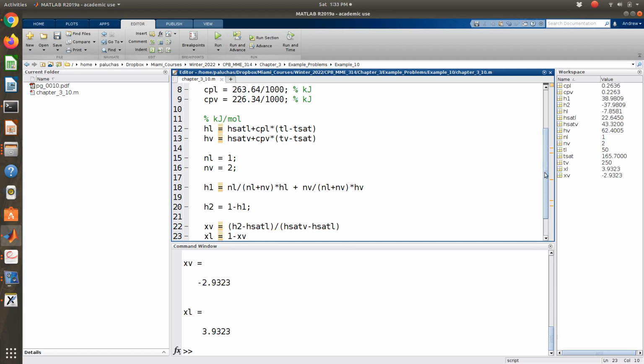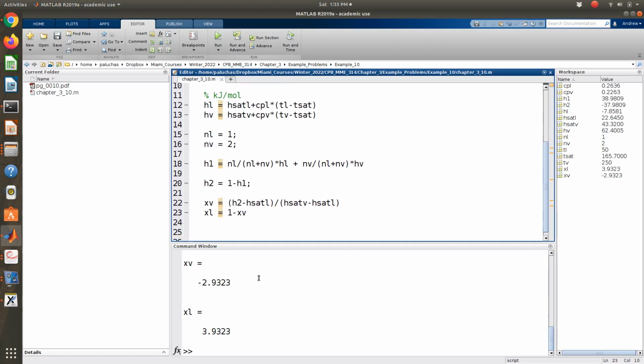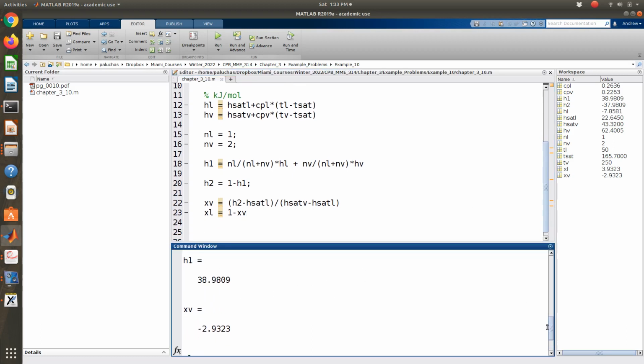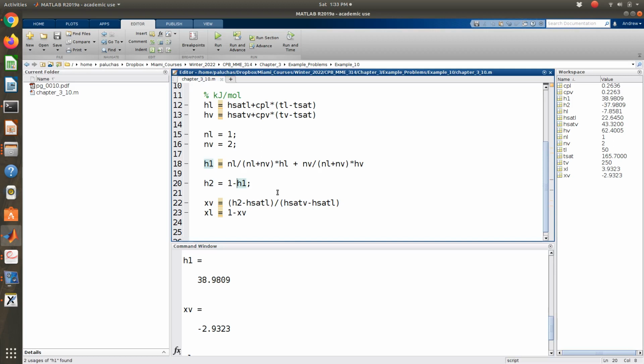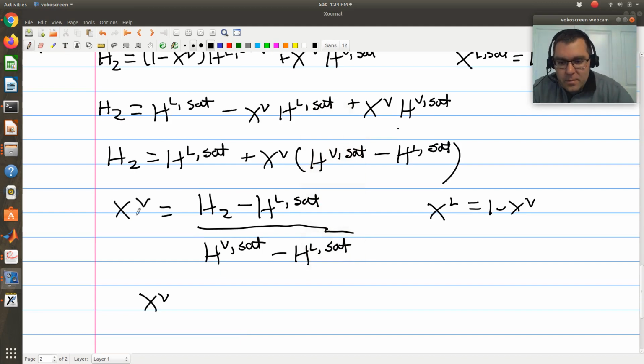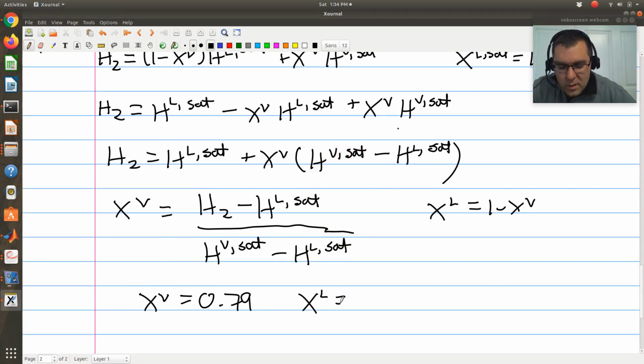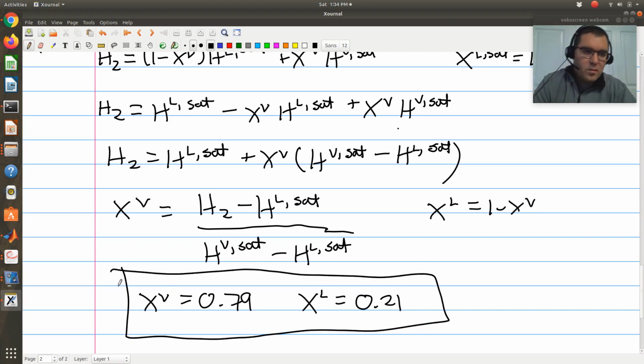And I've got a typo. I have a typo because I cannot have a fraction of negative 2.9. It's got to be between 0 and 1. Oh, it's because I typed in H2 is 1 minus H1. No, H2 is equal to H1. And I have XV's 0.79 and XL's 0.21. Okay, so my fraction vapor is 0.79 and my fraction liquid is 0.21. Cool. Hope that helps. Let me know if you have any questions.